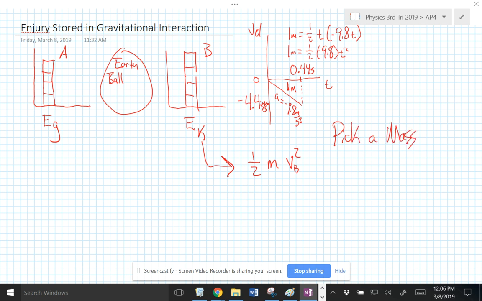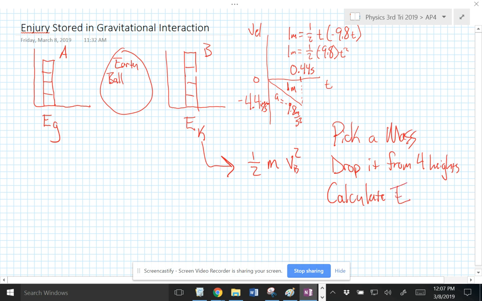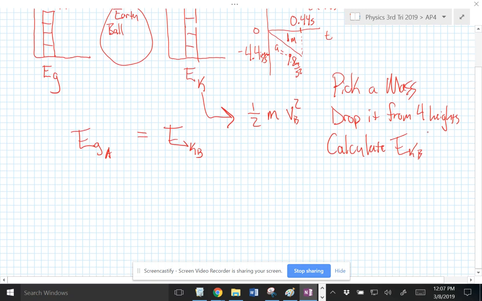Make it unique to your group. Drop it from, how many different heights did we say? Drop it from 4 heights, and calculate the EKB. Then have a conversation and recognize that EKB equals EGA. You're dropping from 4 different heights.